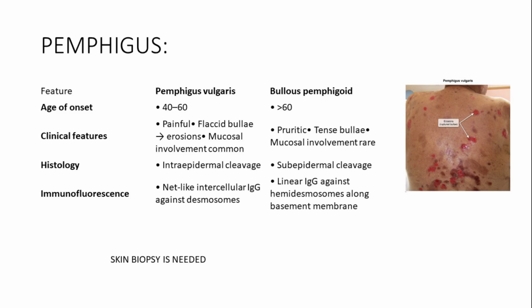Welcome to the Dermatology ABIM review, where we explore key dermatological conditions and their clinical features. Pemphigus vulgaris typically affects those aged 40 to 60, presenting with painful, flaccid bullae and mucosal involvement. In contrast, bullous pemphigoid affects those over 60 with pruritic tense bullae, and it affects the basement membrane or hemidesmosomes. Skin biopsy is essential for diagnosis.